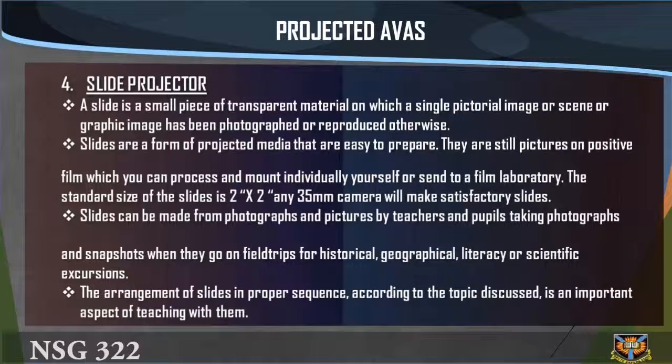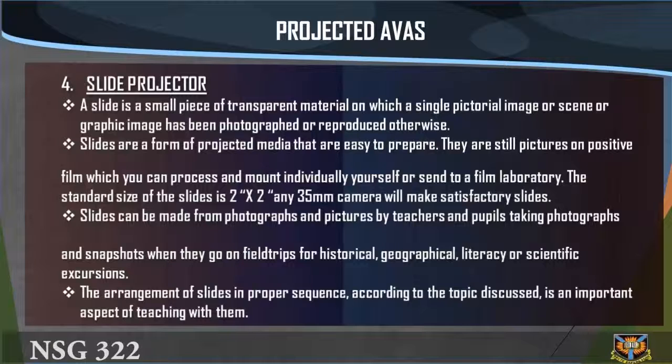Slide projection. A slide is a small piece of transparent material on which a single pictorial image or scene or graphic image has been photographed or reproduced otherwise. Slides are a form of projected media that are easy to prepare. They are still pictures and positive transparencies which you can process and mount individually yourself or send to a film laboratory. The standard size of the slide is 2 by 2 inches, 35mm.